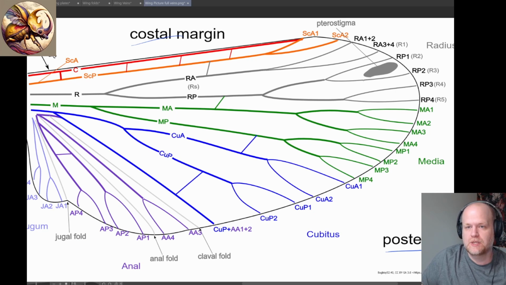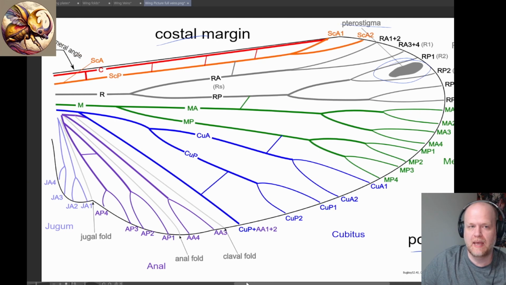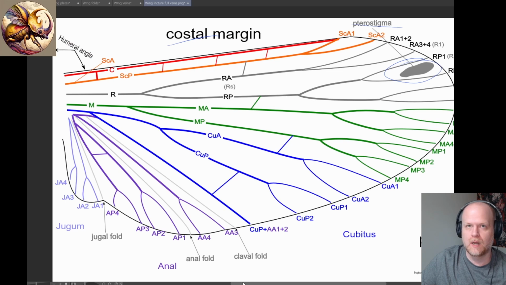One thing I didn't mention is sometimes there's a dark spot on the wings. This is called the pterostigma. It is not always present. Certain groups have it more than others. So parasitic wasps frequently have it, dragonflies frequently have it. But other groups you won't really see it on, like beetles.